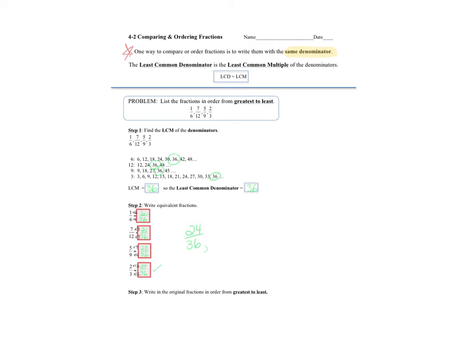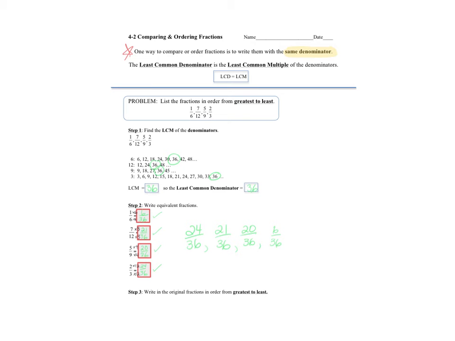Next in line would be the next biggest after 24/36, and that would be our 21/36. That would be this guy right here, 21/36. Then comes a little bit smaller than that, the 20/36. And last but not least, our little guy, our 6/36, is the smallest amount out of all of those.